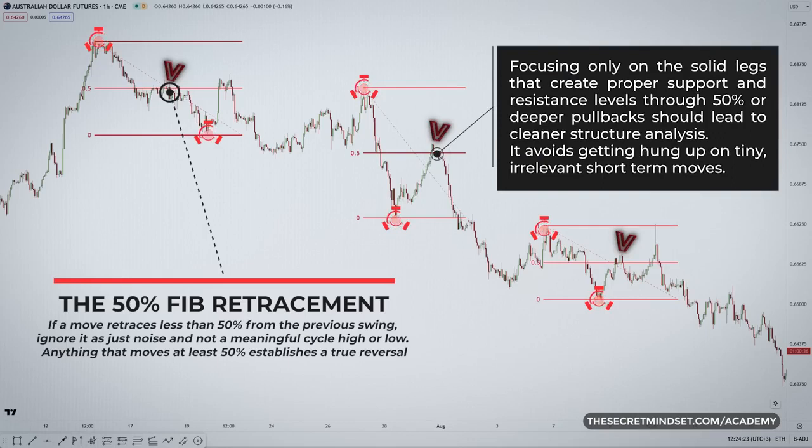Focusing only on the solid waves that create proper support and resistance levels through 50% or deeper pullbacks should lead to cleaner structure analysis. It avoids getting hung up on tiny, irrelevant short-term moves. To me, using this 50% Fib rule seems like a wise way to analyze market structure without too much subjective guessing involved.